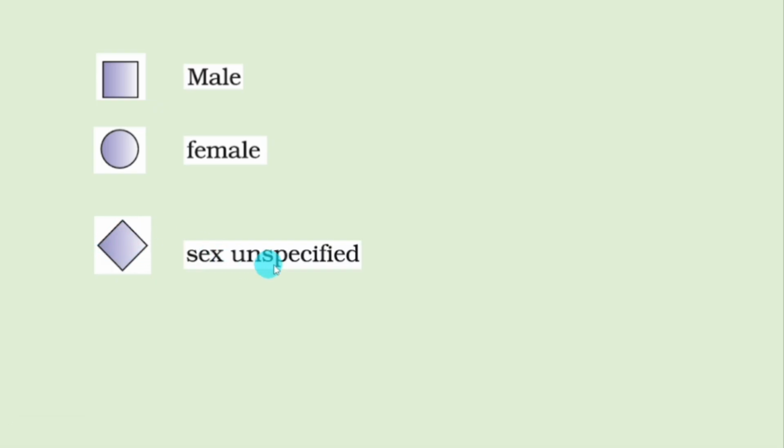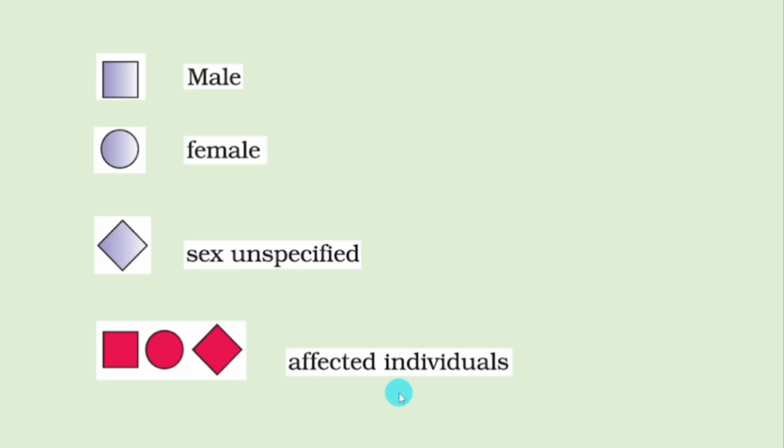So what is this? This is male. This is empty square. So this is healthy male, unaffected male. This circle represents female. So more specifically, you should say this circle represents unaffected or healthy female. A diamond represents sex is unspecified. And when you have all these three which are shaded, this indicates affected individual.